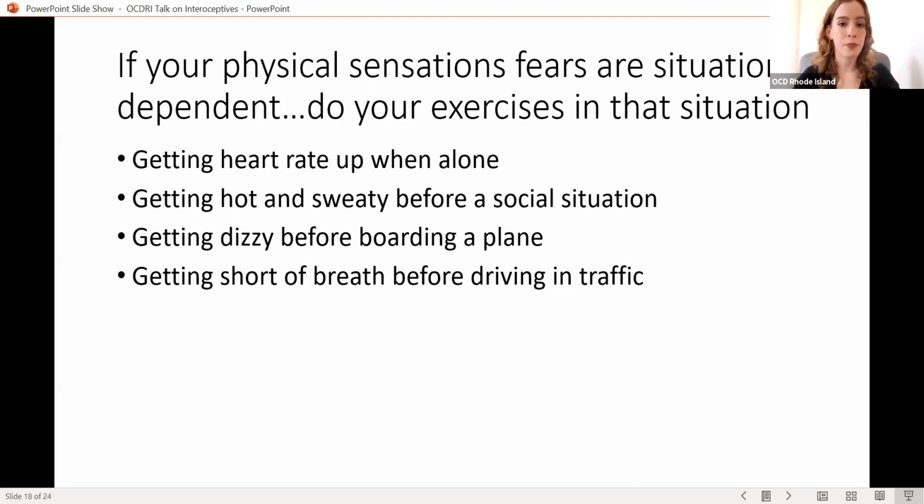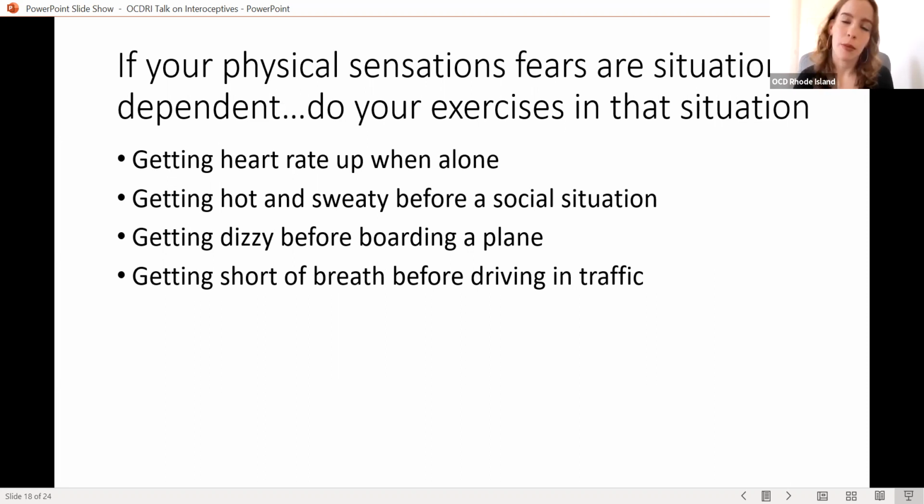If you're afraid of, let's say, throwing up because you find it humiliating, you might practice spinning around and getting dizzy and nauseated before getting on a plane, because then you would be trapped with people. And the idea here, we're not being sadistic. We're trying to be as helpful and targeted as we can to help the person learn that they can handle the sensations in the situations that actually drive their distress and avoidance.